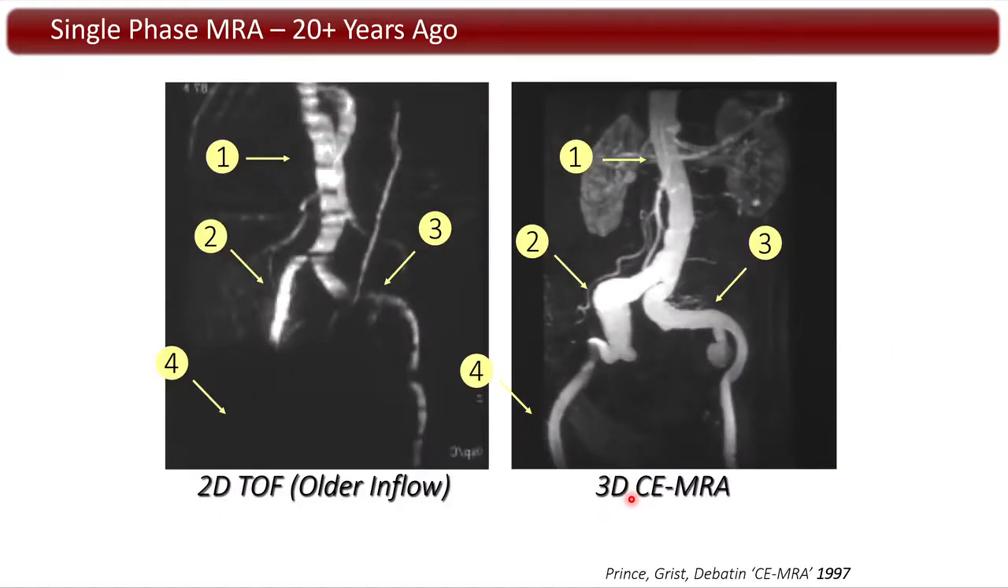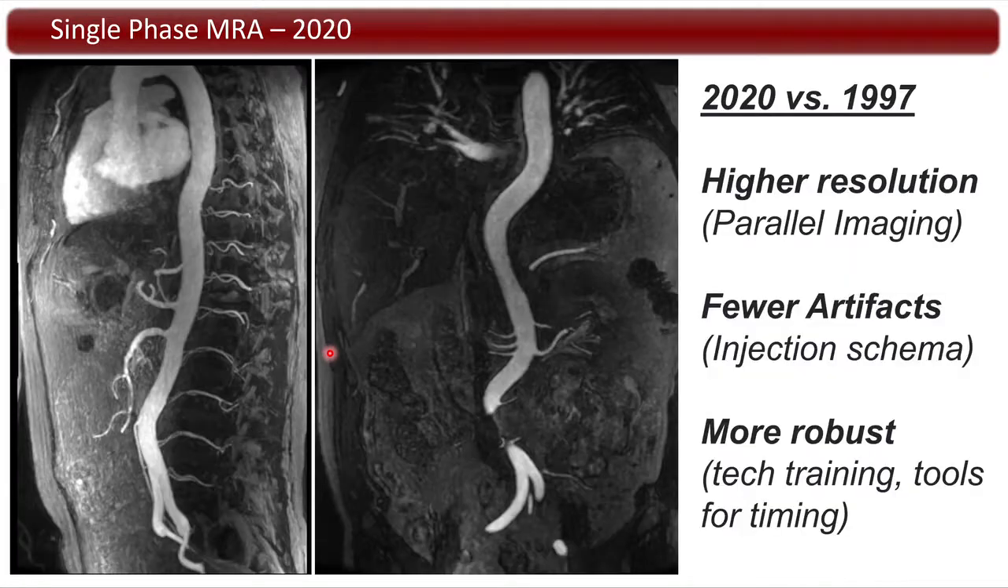Now, when contrast enhanced MRA came out more than 20 years ago, it really changed the landscape of MR angiography, providing far superior image quality to techniques such as 2D time of flight in certain vascular applications. In the 20 plus years since then, contrast enhanced MRA has gotten much better. It provides much higher resolution using parallel imaging, provides fewer artifacts using better injection schemes, and is also more robust due to better technologist training and experience, and better tools for timing, such as real-time fluoroscopic triggering, which weren't available initially.